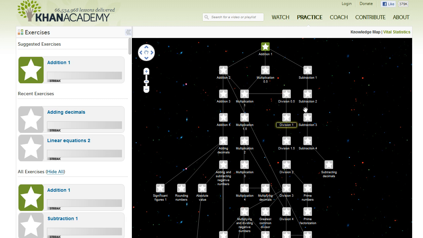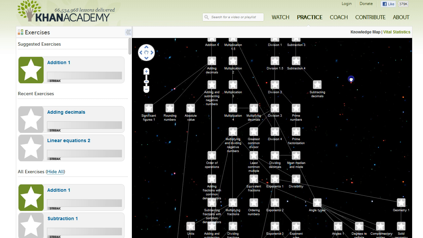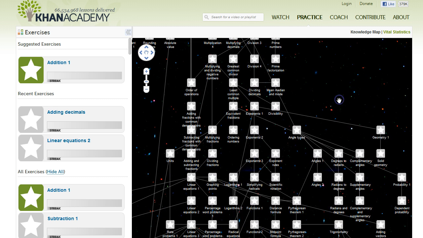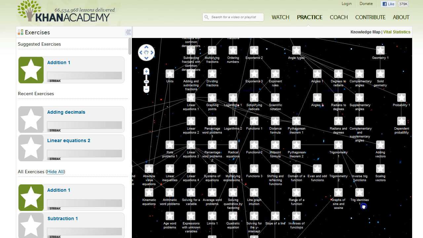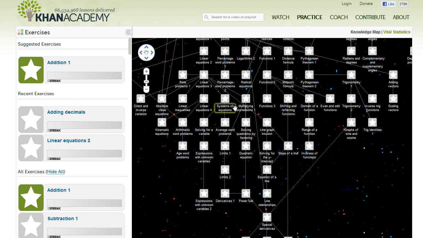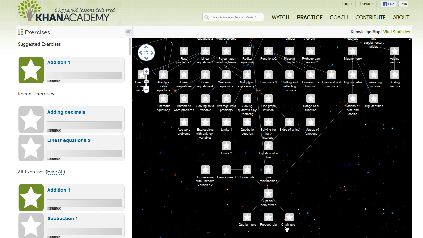This is our knowledge map, and it starts off from single digit addition and the student would move their way down. Has a number of topics, fractions, a little bit of geometry, and if you keep going down, even more advanced, a good bit of algebra, some trigonometry, pre-calculus, and even some calculus at the end.